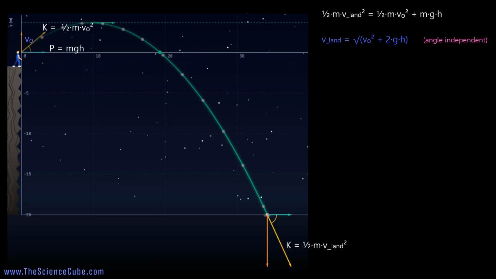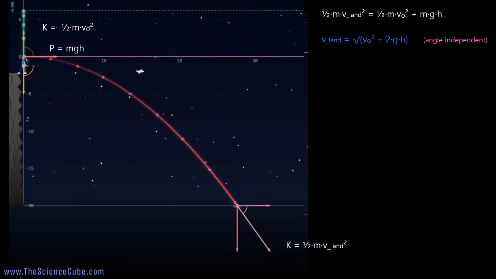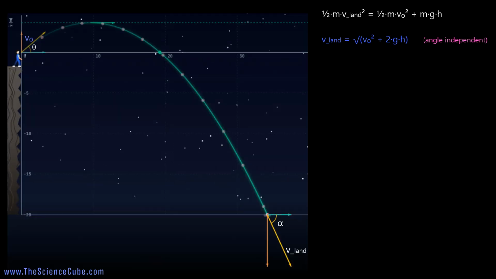Notice the landing speed depends only on the launch speed and the height difference. It does not depend on the launch angle. A ball thrown horizontally at speed v naught from a 20-meter cliff lands at exactly the same speed as a ball thrown straight up at v naught from the same cliff. Same speed at landing. Different velocities, different directions, different Vx and Vy, but the same speed. This is quite a result, and it's tested constantly. The landing speed for an asymmetric launch is angle independent.